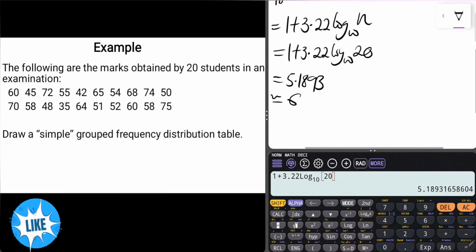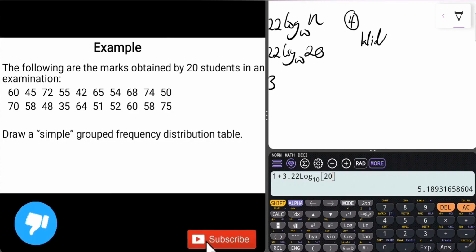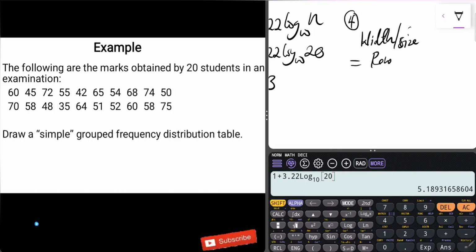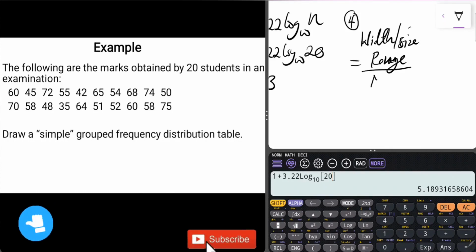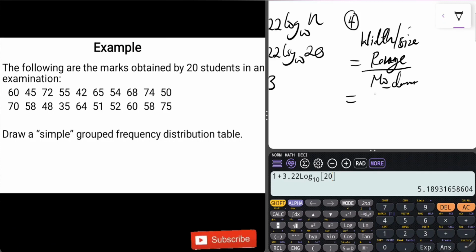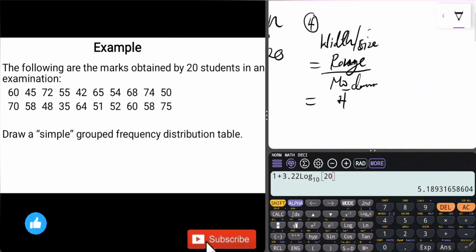To find the class size or the class width, that's step 4. Class size or the class width is equal to the range divided by the number of classes that we have computed in this case. I believe that is clear. So now we know the range in the question. We have calculated the range to be 40, and the number of classes in question here was 6.